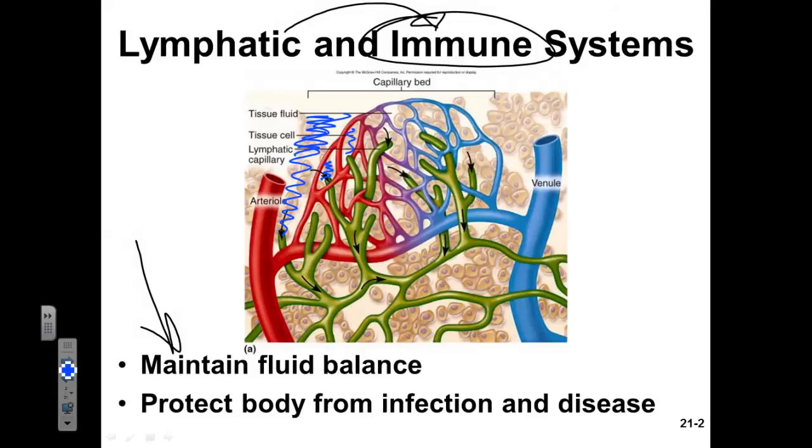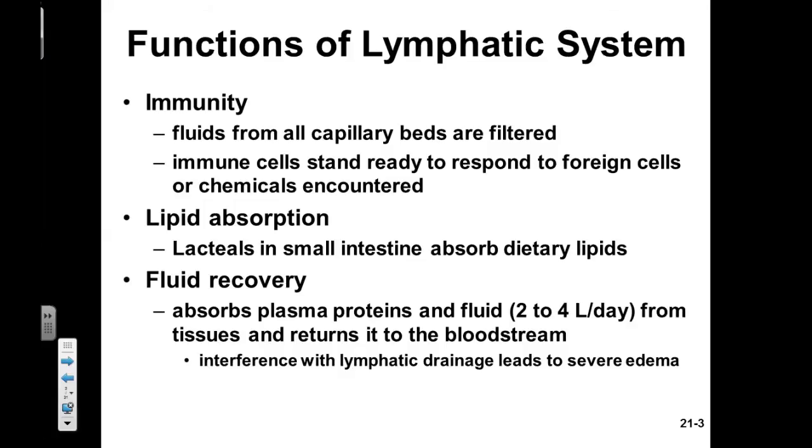The secondary function of our lymphatic system and primary function of the immune system is to protect us from infection and disease. Our lymphatic system aids us with our immunity. All of that liquid that leaks out of our capillaries, that goes to the interstitial space and becomes interstitial fluid, is going to be sucked up and filtered.